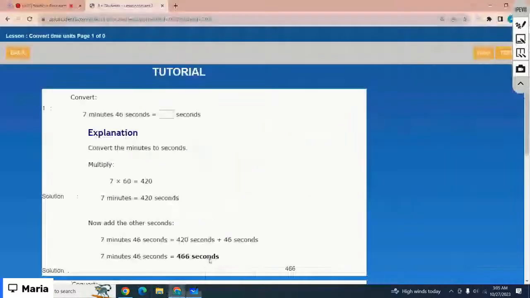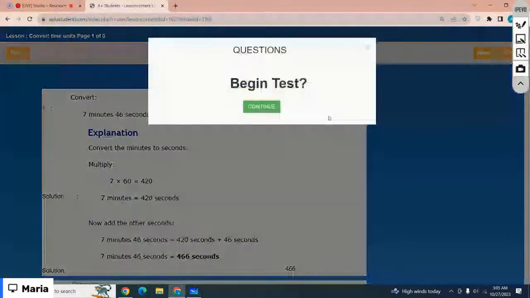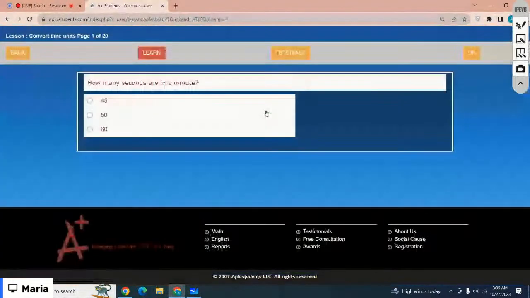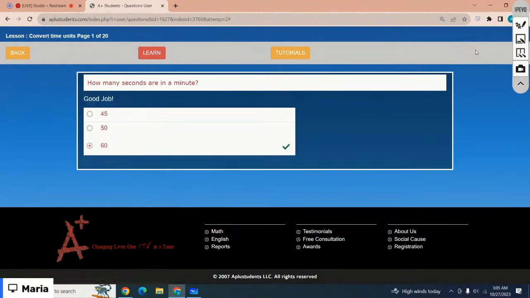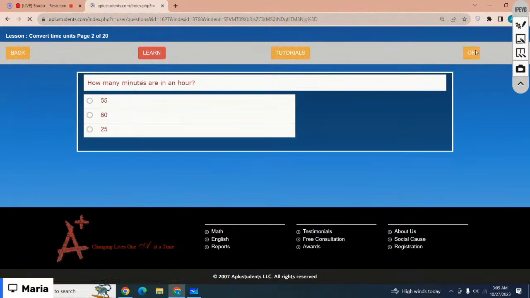Let's start with the practice questions. How many seconds in a minute? Which is the correct option? Yes, very good. In 1 minute we have 60 seconds. So the correct option is 60.